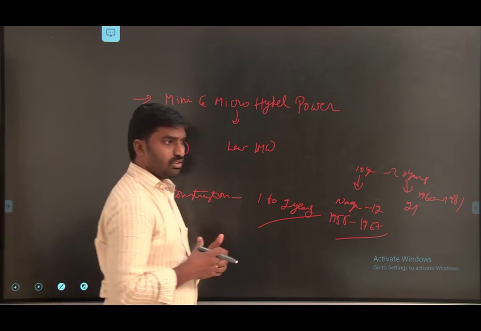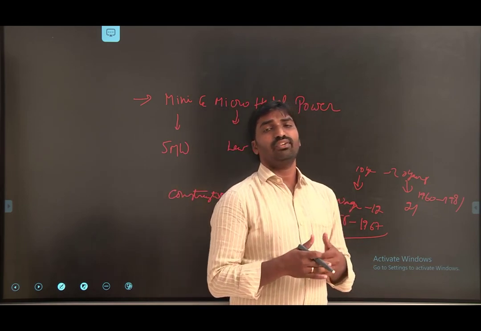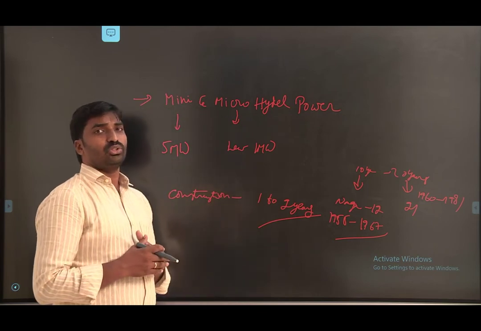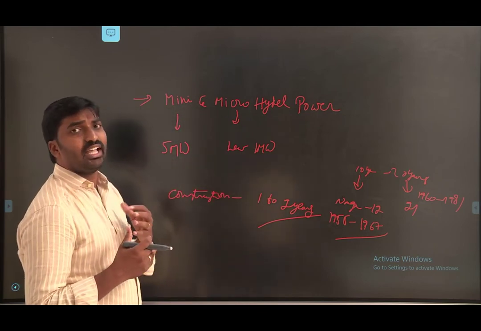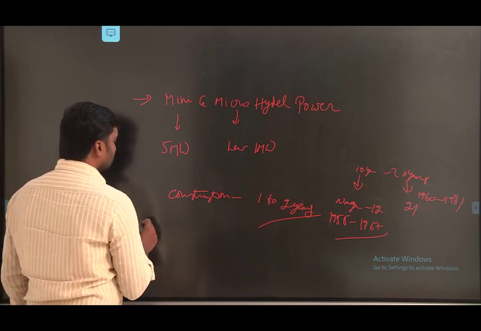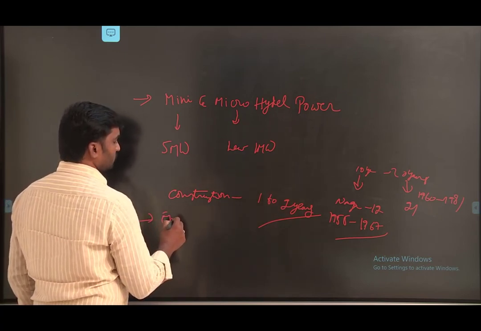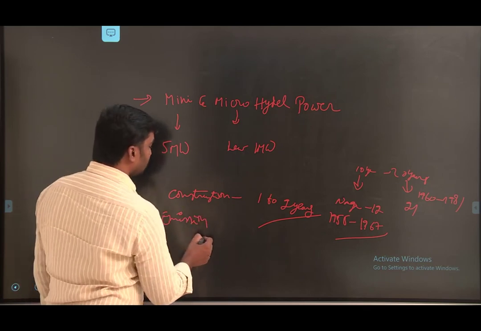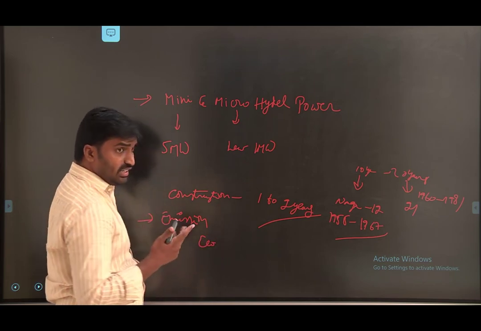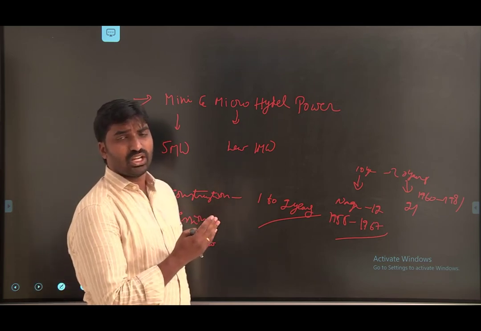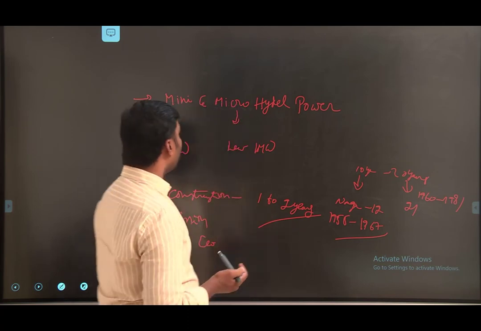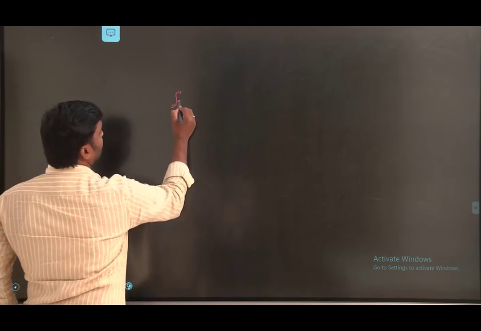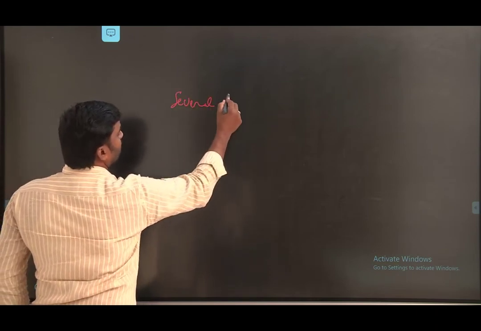And the major advantage of hydroelectric power generation is that these are renewable sources. These are eco-friendly sources, so they don't create any emissions. That's why it's an eco-friendly system, and the running cost is very low. There is no cost of fuel consumption, so the running cost of hydroelectric power plants is very less. Several advantages are there with a hydroelectric power plant.